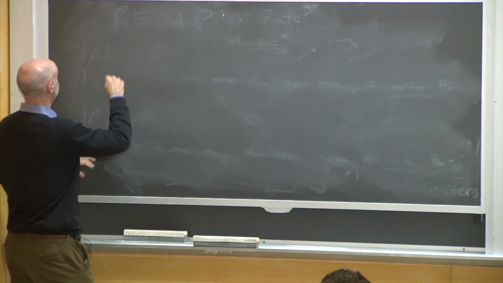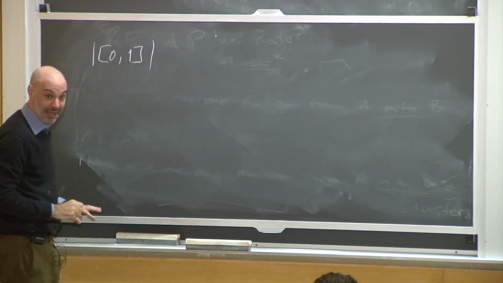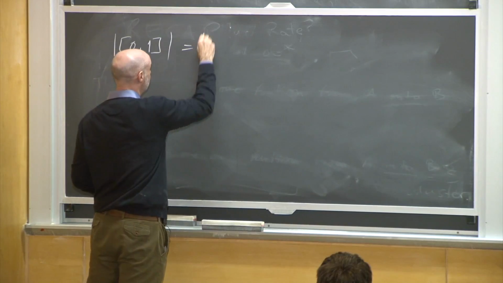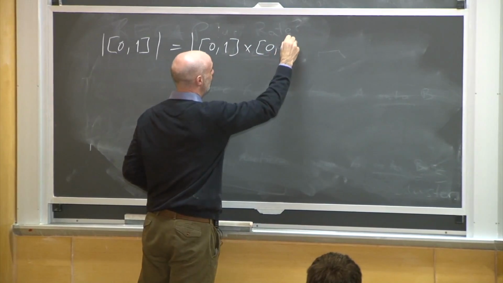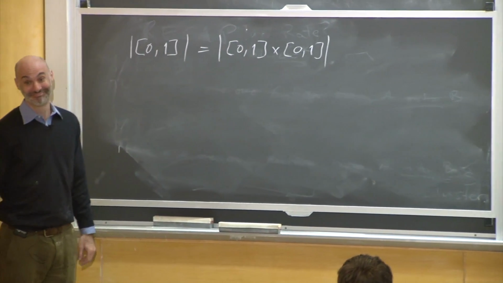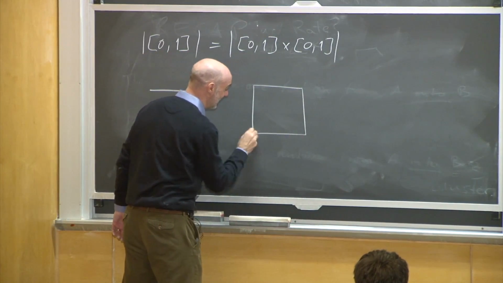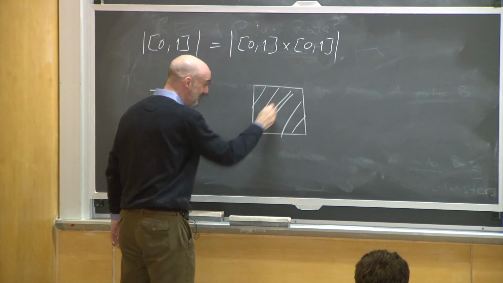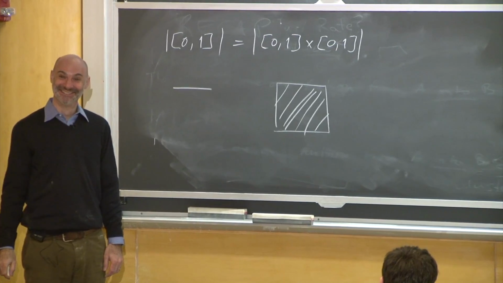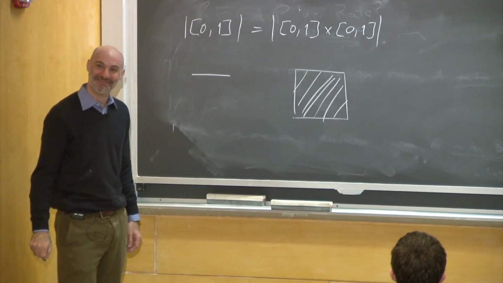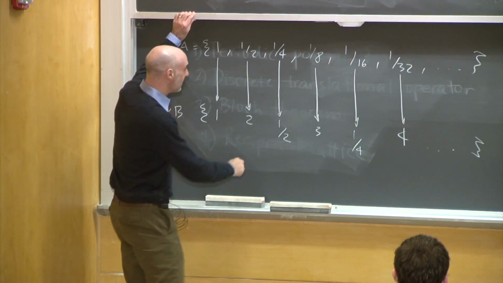So one can show that the number of points on a line equals the number of points on a square. So there are as many points here as there are there. Not just the edges, but the entire area of the square. Okay, and here's how we're going to prove it.